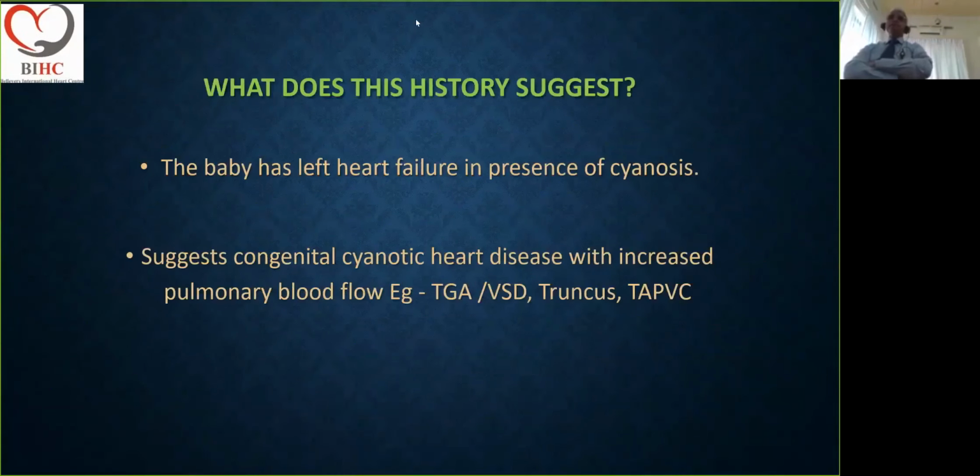When you have a history like this, before you start examining the child, you know that baby has left heart failure and the baby has cyanosis. So if this history had come without cyanosis, you would have thought about a large left to right shunt. But with cyanosis, you think of a congenital cyanotic heart disease with increased pulmonary blood flow, typical prototype being a TGA VSD.